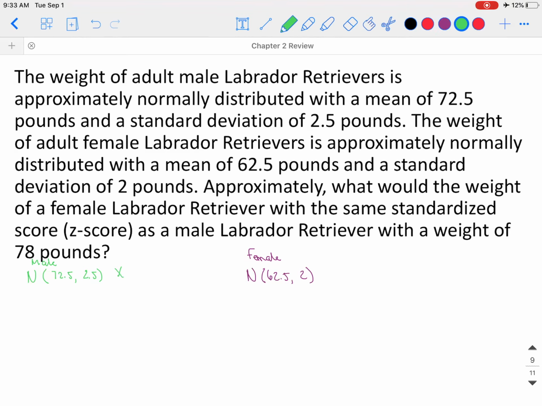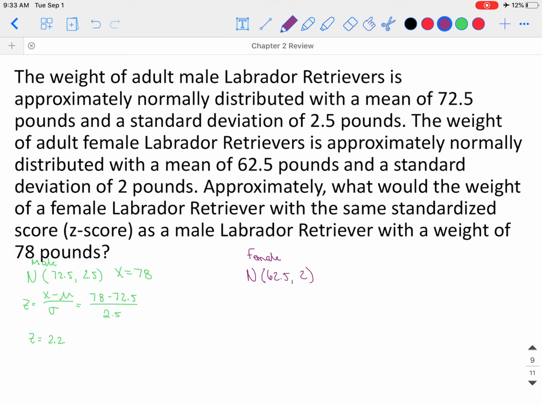So we know our male Labrador Retriever is 78 pounds. The first thing we need to do is find our z value. Remember, it's x minus mu over sigma. So we can do 78 minus 72.5 all over 2.5, and we're going to have a z value of 2.2.